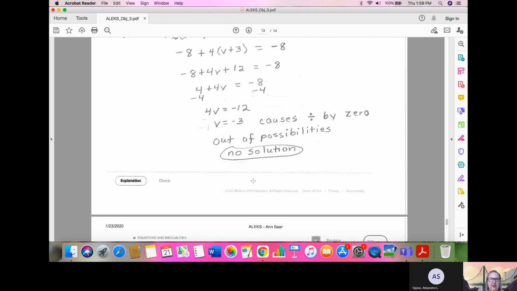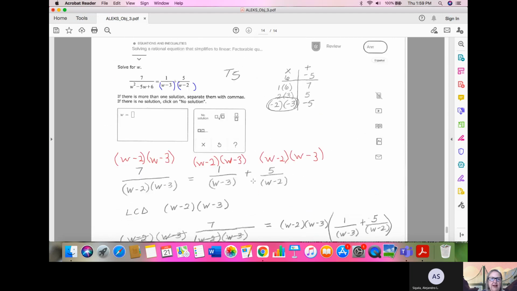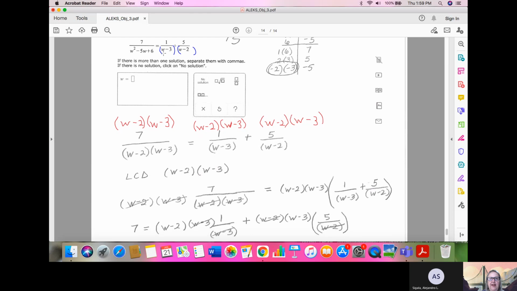All you have to do is plug it into the denominators. But here you only have to plug it in here for W and here for W, because this right here is just W minus 3 times W minus 2. Right. And so you only have to plug it in here and here, because if it doesn't give you 0 either here or here, it's not going to give you 0 over here.